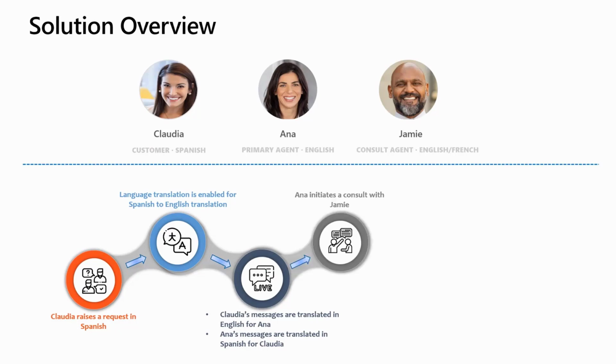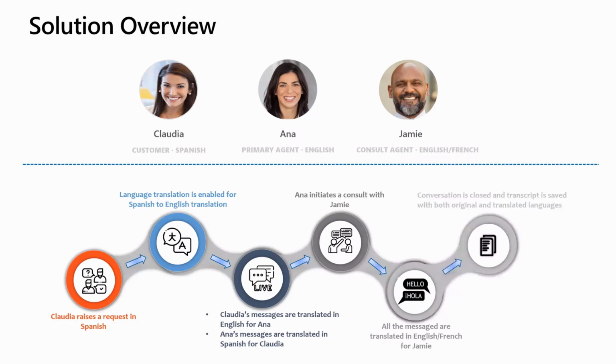After this, if there's any additional help needed, Anna can raise a consult request with the secondary agent, Jamie. Jamie can help to further translate the conversation, and if Jamie's primary language is also different, the messages can be translated first into Jamie's language. Once the conversation is closed, a transcript is saved of both the original and translated versions.